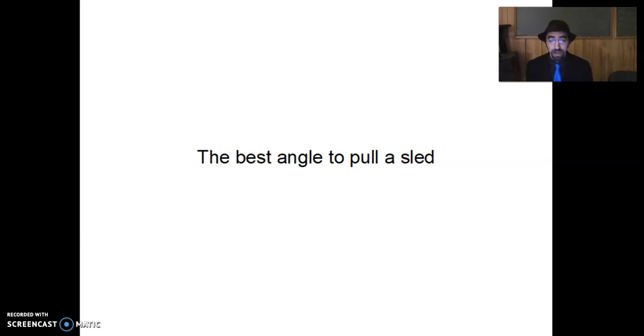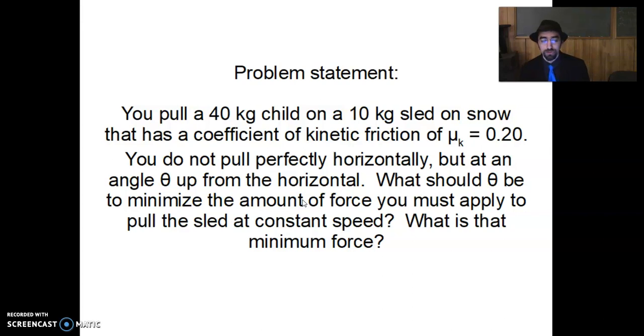Nighttime, and tonight we are addressing a physics problem that talks about the best angle to pull a sled. Setup is you've got a sled on some snow with some friction, and you're trying to pull it at constant speed with the minimum force. So, the official problem statement.